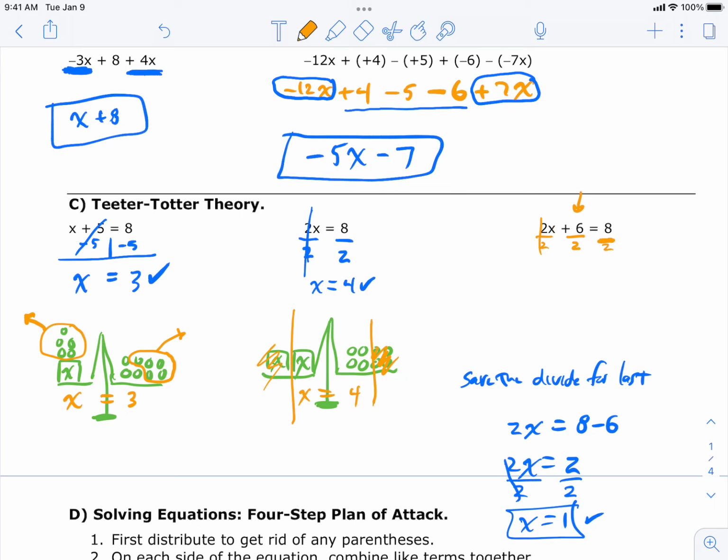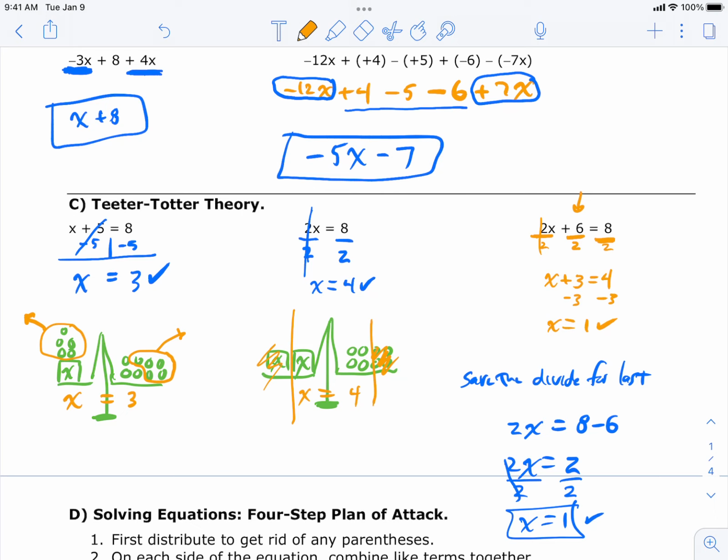Now, this will work. So the 2's cancel here, and it's an x. The 6 over 2 makes a 3. The 8 over 2 makes a 4. And notice that when you subtract 3 on both sides, you do get the right answer of 1. Okay? So I guess the moral of the story is if you want to divide first, you can. Just make sure that if you divide first, you're dividing all of your terms by 2, not just a couple of them.